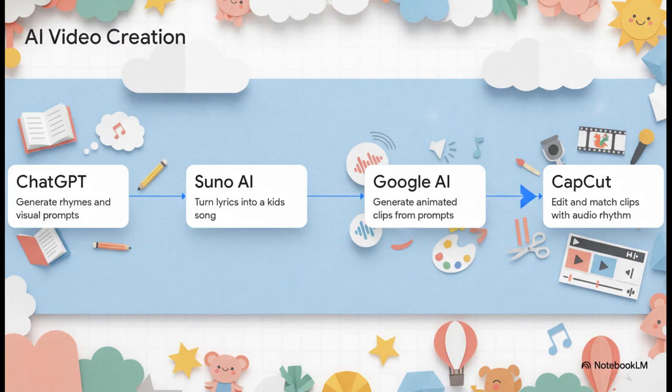First, creators use ChatGPT to instantly brainstorm ideas, write the rhymes, and even generate detailed visual prompts for each scene. Second, they drop those lyrics into Suno AI, which automatically figures out the vibe and generates a professional-sounding kids song. Third, those visual prompts go straight into Google AI Studio to generate short animated clips. And finally, the whole thing is brought into a simple editor like CapCut to match the video clips perfectly to the rhythm of the new song.